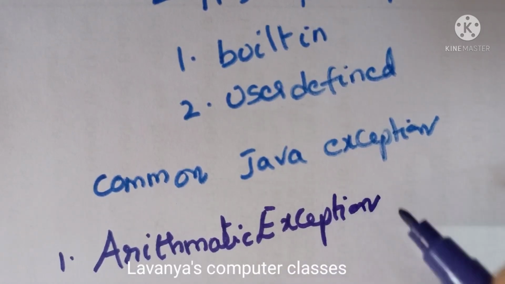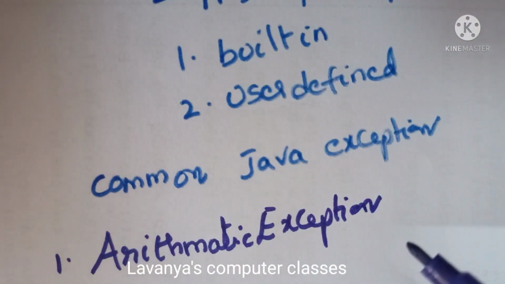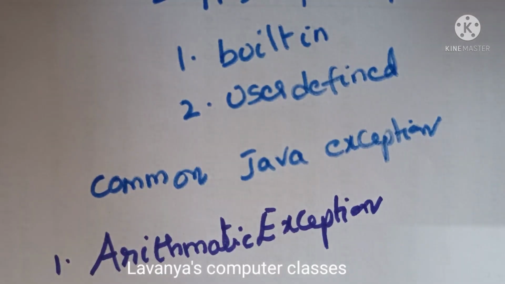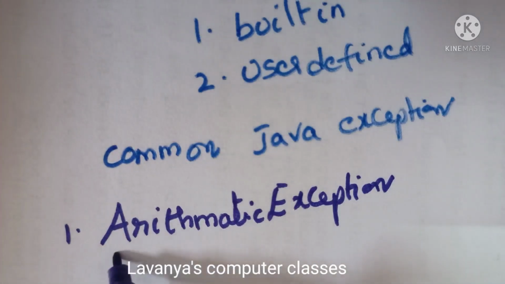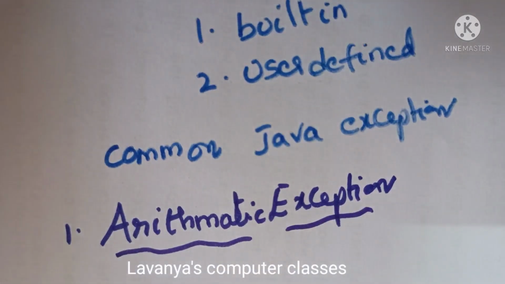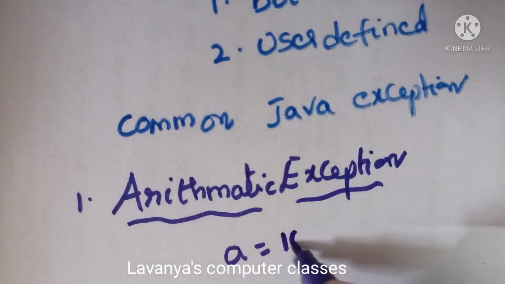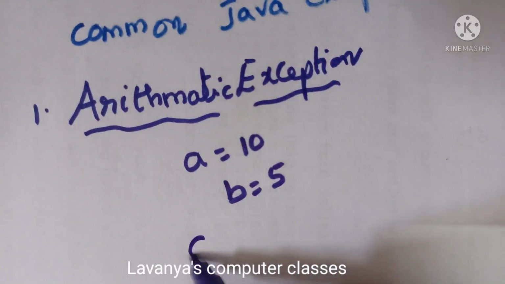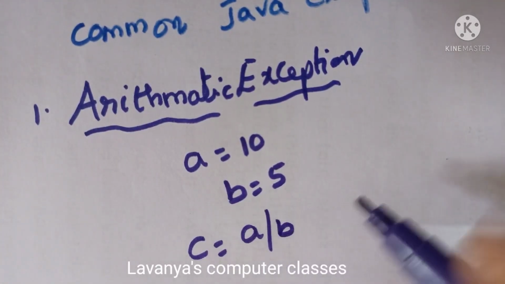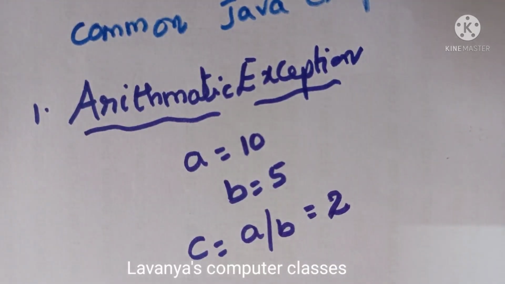We get this arithmetic exception when any number is divided by 0. If any number is divided by 0, then we get a problem, and that error is called arithmetic exception. For example, A value is 10, B value is 5. There is no problem. C is equal to A by B. What is the answer? 10 by 5 is 2. Print C value means 2.